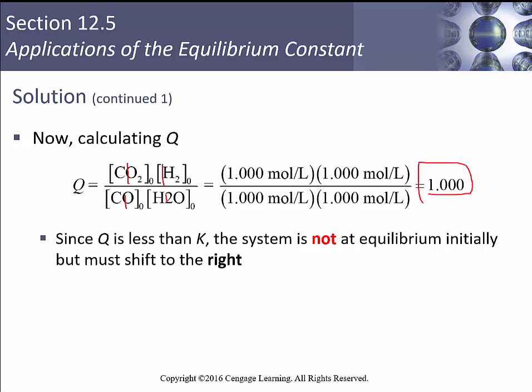So Q is less than K. It's not initially at equilibrium, and it's going to have to shift to the right. So we're going to move our reaction to the right, and we're going to form some of our products.